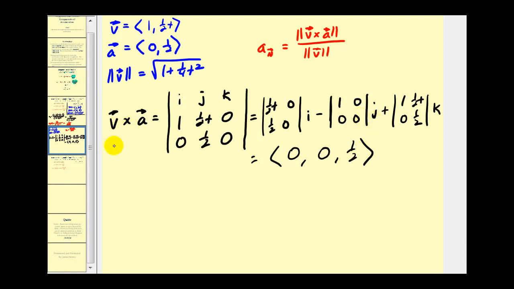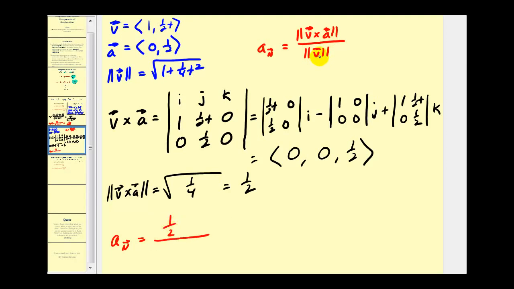So now we determine the magnitude of this. It's going to be pretty easy to do again. It's going to be the square root of 1/2 squared, the square root of 1/4. It'll be 1/2. Okay, so now we're set to determine the normal component of acceleration. Again, we have the magnitude of the cross product, that's 1/2. Our denominator is the magnitude of v, which we found on the previous screen. The square root of 1 plus 1/4 t squared.